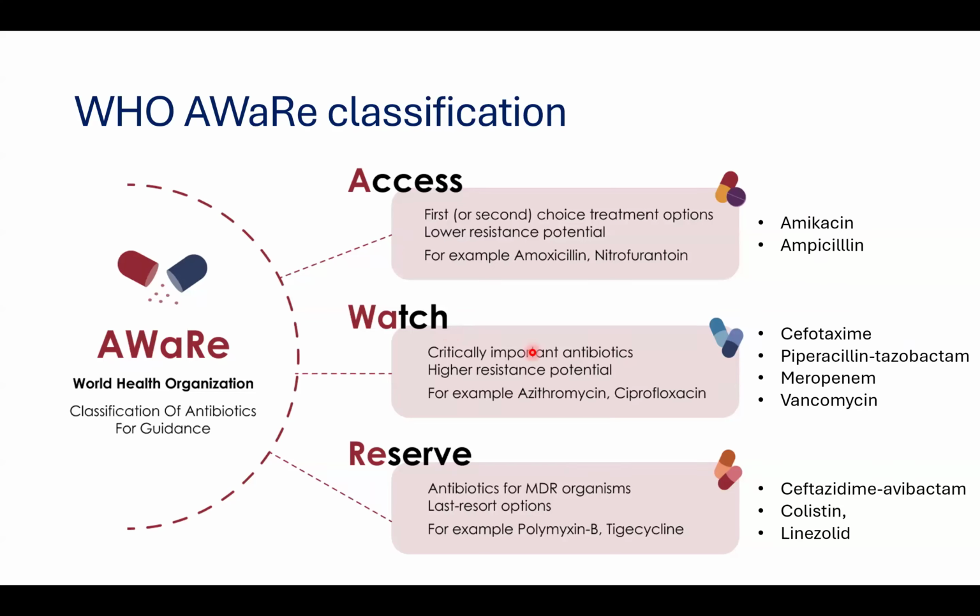Then there is watch group of antibiotics. So these are the next second tier, in which they're critically important and there's a higher potential of resistance. So for example, cefotaxime, piperacillin-tazobactam, meropenem, vancomycin, these are all watch group of antibiotics. And then there are reserve antibiotics. So these are the last resort options, because this is like our final armamentarium, and we cannot afford that more and more organisms become resistant to the reserve group. So this includes the high-end antibiotics like ceftazidime-avibactam, colistin, linezolid, and these antibiotics are also much costlier and are the last resort options.